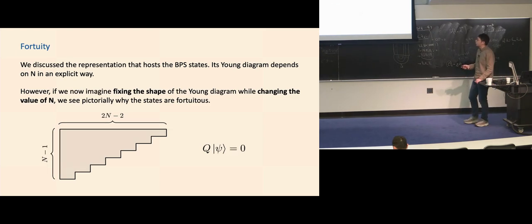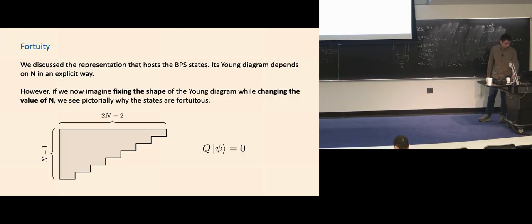When n is just the right amount that it matches with the number of boxes along the first row, Q acting on psi is equal to 0. Okay, so that is what we discussed earlier. That the representation has the maximal Casimir, and in fact, if you compute the Casimir, you find that indeed they have 0 energy, so they are annihilated by the supercharge.